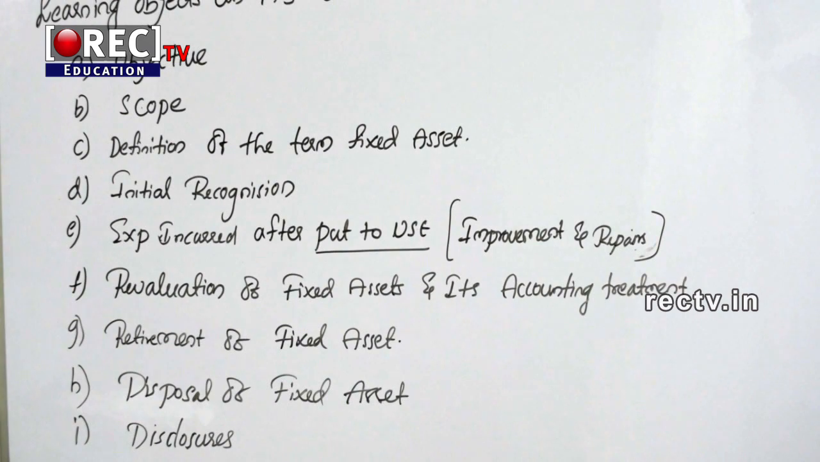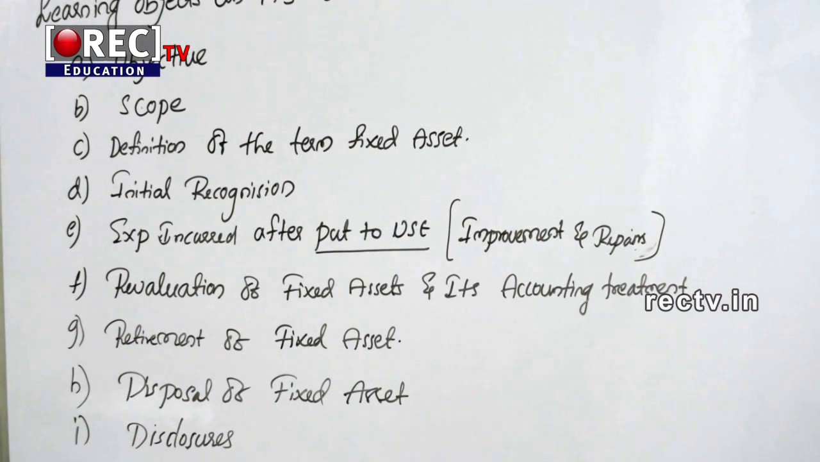Now next we are dealing with the definition of the term fixed asset, that is C. A fixed asset is an asset which is held in the business with an intention to use in the production of goods or providing a service. So what is the intention to use? It is to produce goods or to provide service through that fixed asset.